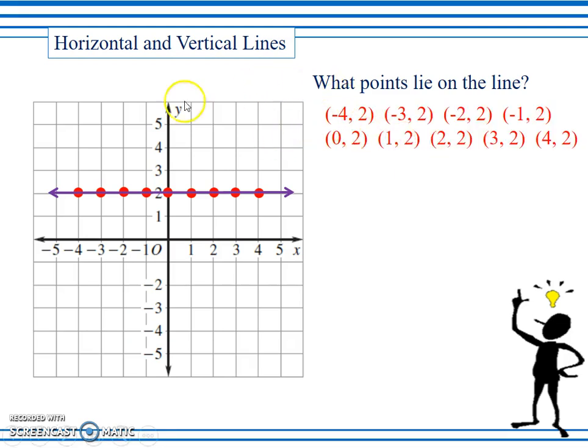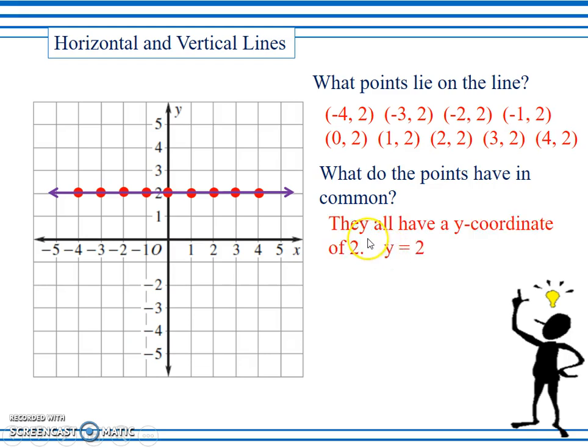Okay, so I've listed the points (-4, 2), (-3, 2), (-2, 2), (-1, 2), (0, 2), (1, 2), (2, 2), (3, 2), and (4, 2). What do you notice about all of these points? If you studied the coordinate points or the plotting points, what do you notice that they all have in common? Well, they all have the same y-coordinate of 2. There's 2 for every y-coordinate, meaning the line goes across where y equals 2.